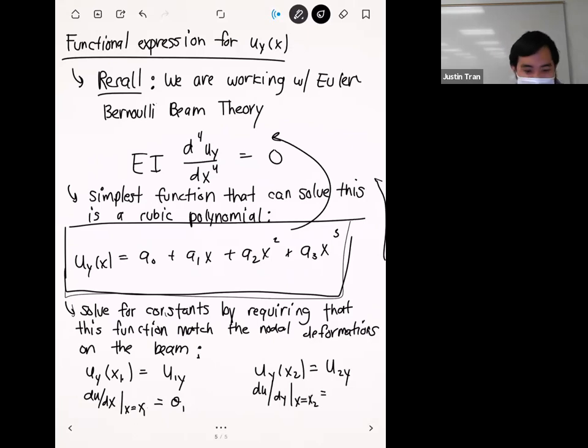All right, and so similarly on the other side of the beam, we have du dx at x is equal to x2. This is equal to theta 2, okay? And so if we apply these constraints onto our polynomial right here, it'll give us 4 equations that we can use to solve for our four constants, okay?